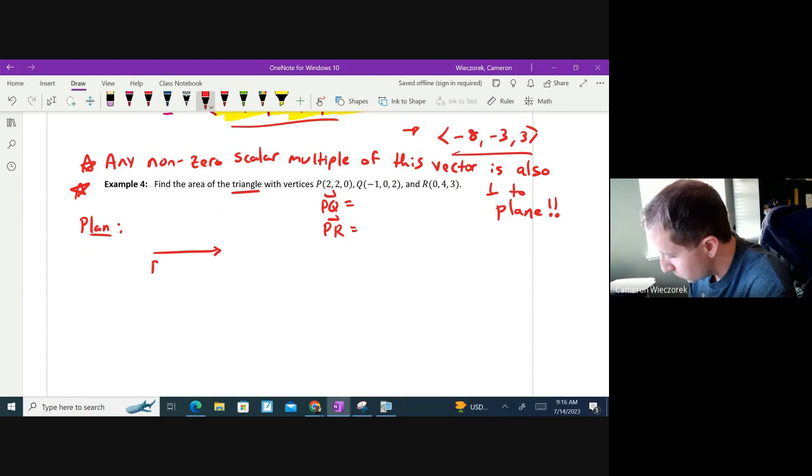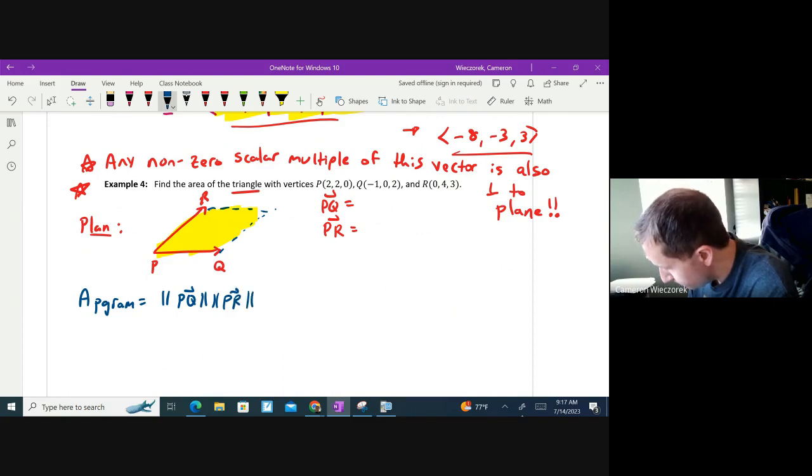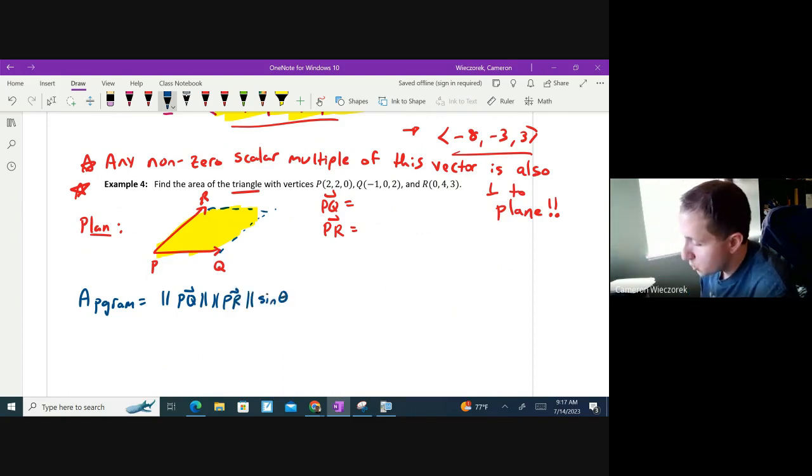But let's say here's PQ, maybe not necessarily drawn with the correct direction, but we'll see how this works. Here's PR. We saw how to make the parallelogram on the last page. If I make the parallelogram, that would be this. That's the parallelogram spanned or determined by those two vectors. And we said to do that, the area of the parallelogram would be magnitude of PQ times magnitude of PR times sine theta.